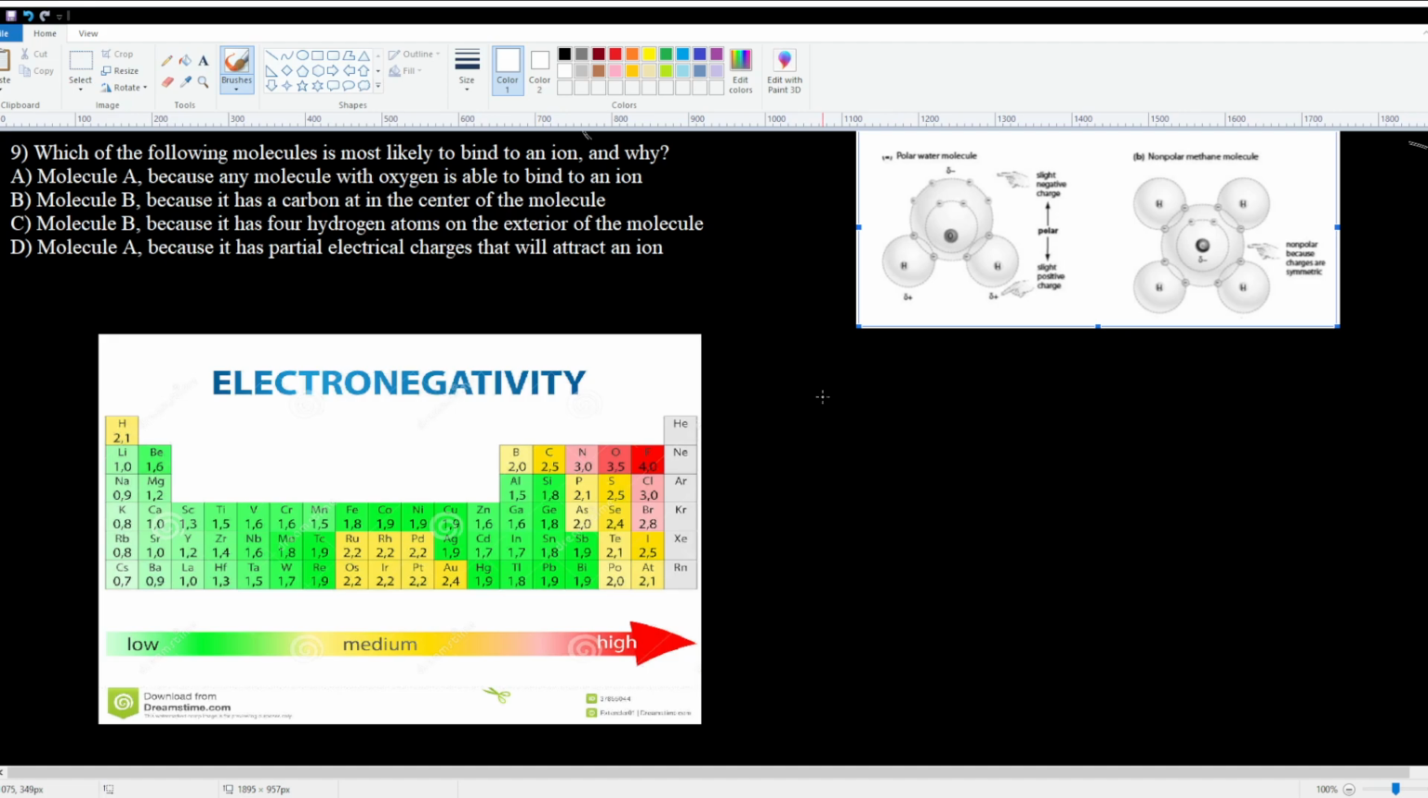Anyway, moving on. Number 9 is asking which of the following molecules is most likely to bind to an ion and why? That's once again a confusing question, but this is molecule A. Molecule A is of course water. This is molecule B, which is methane.